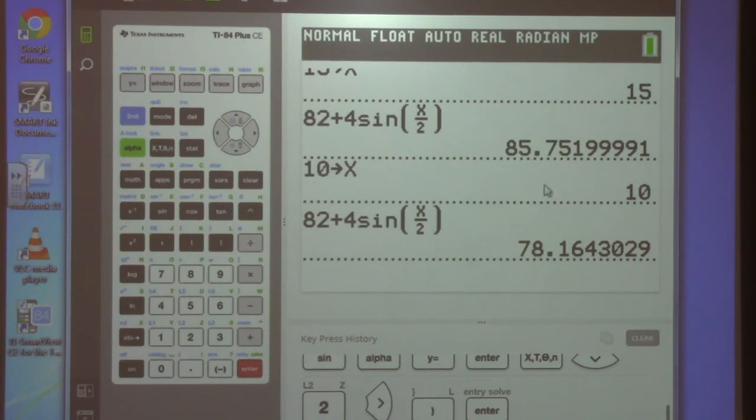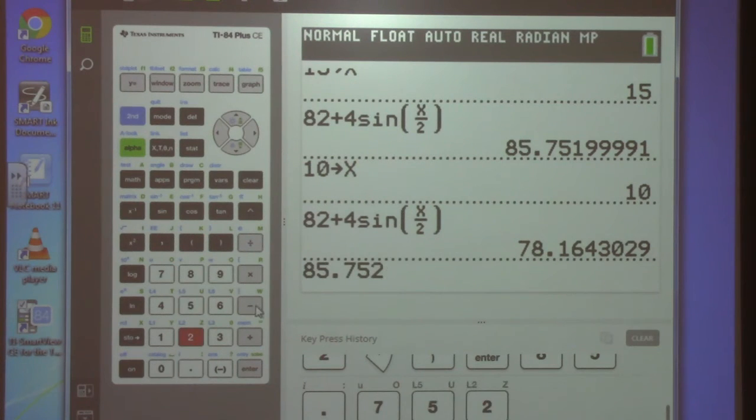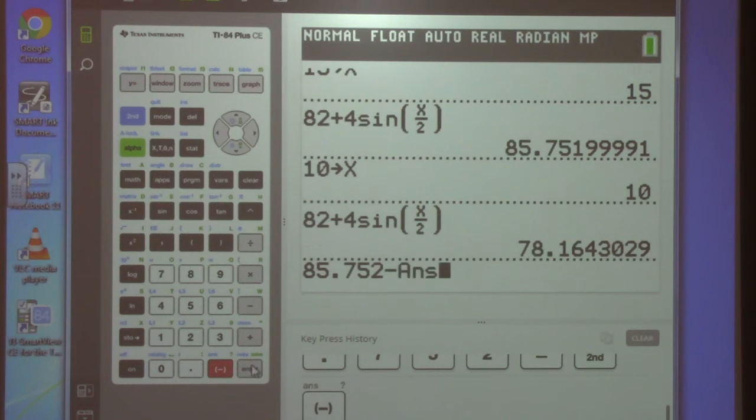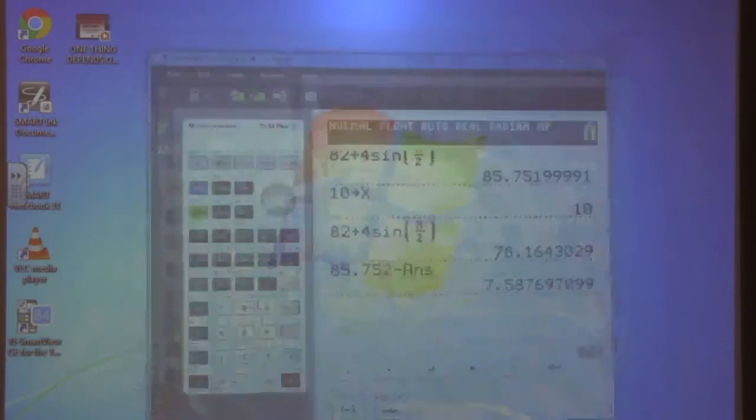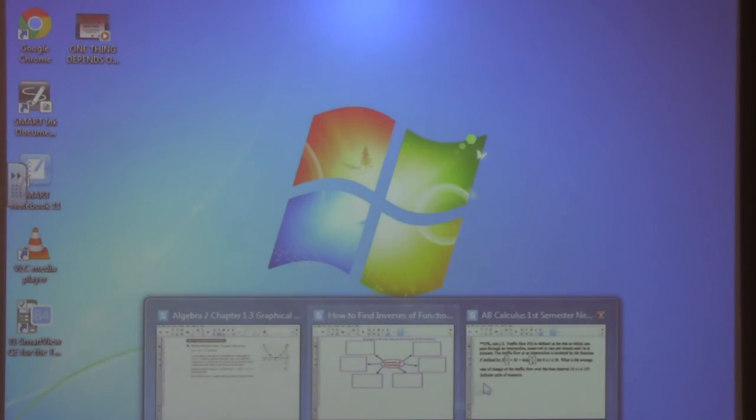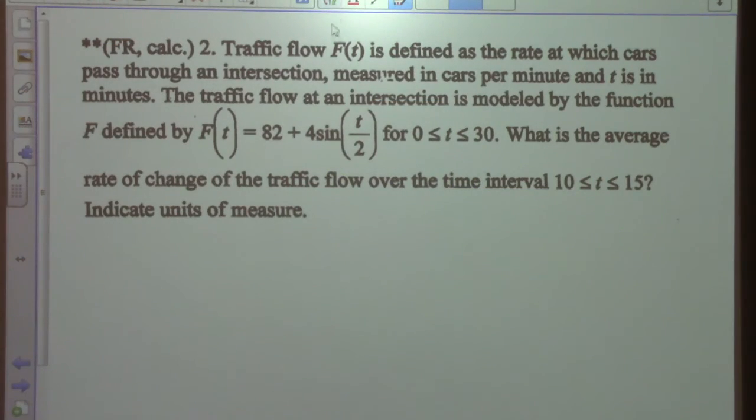So we have this, so 85.752 minus, I'm gonna just do ANS, second ANS. So about, looks like 7.58. Yeah, but I'm gonna use 7.588. Is that what you got? That's right, look. 7.588.